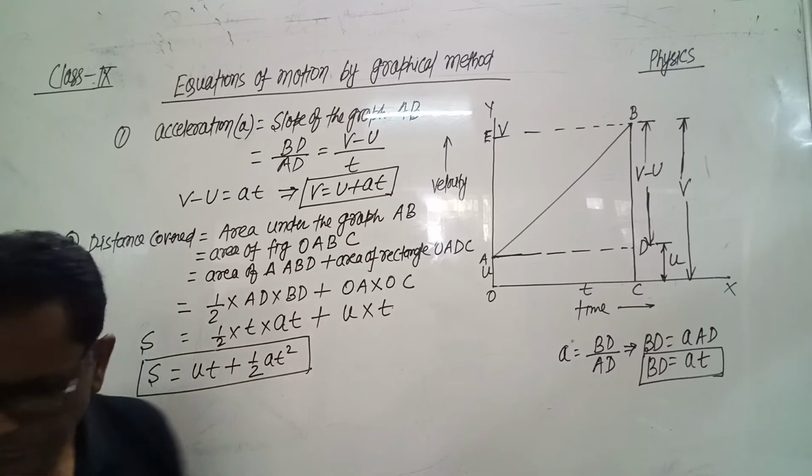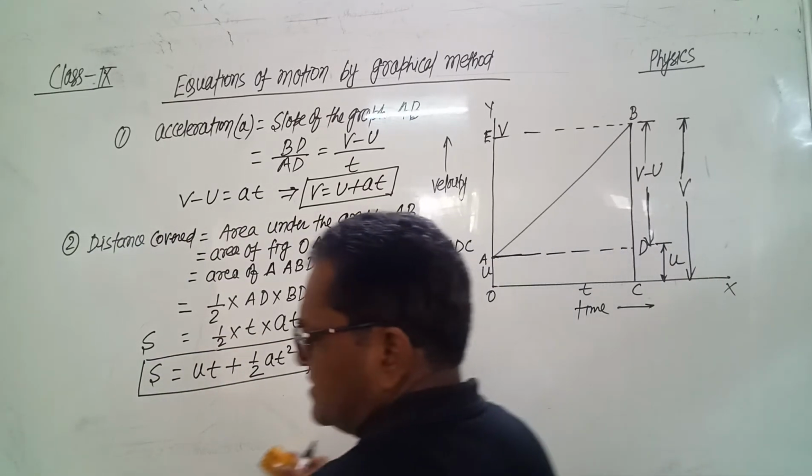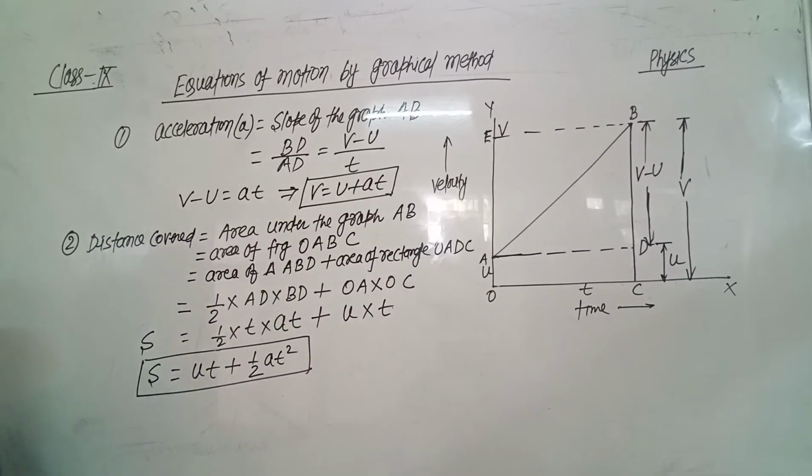Now we will see the third equation of motion by graphical method, which is v square minus u square equals 2as.